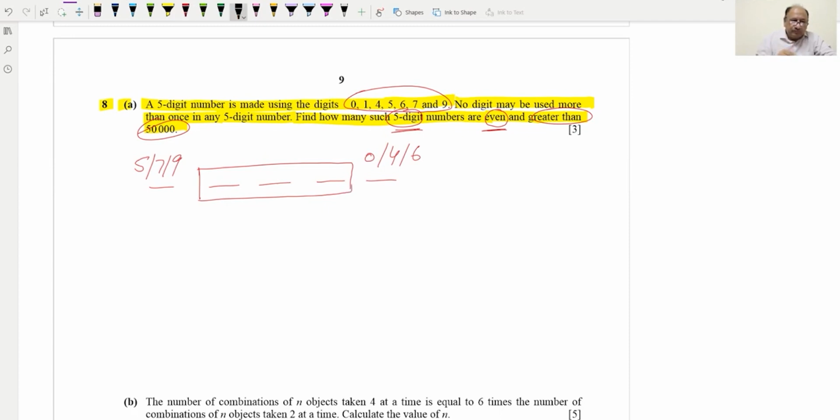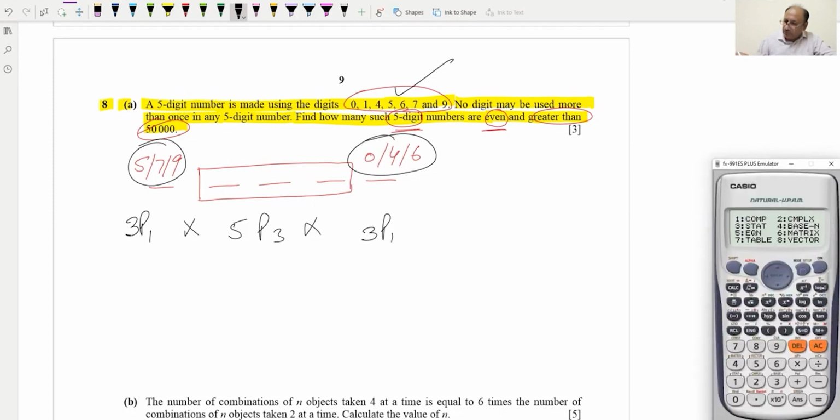So it will be 3P1. We'll have to take one out of the three options available, and on this side it will be 3P1 as well. So out of 3 we have to choose one. And next, how many will remain? Remaining will be 5 numbers. Total are 7 numbers, out of 7, 2 are gone. So remaining are 5. So it will be 5P3, which will be fitted in the middle 3. So we'll multiply these 3 and we will get the number of options.